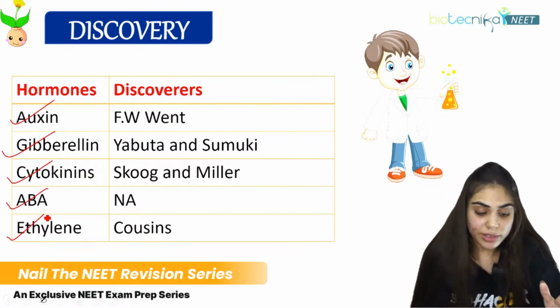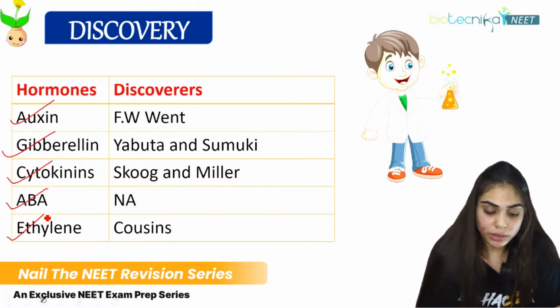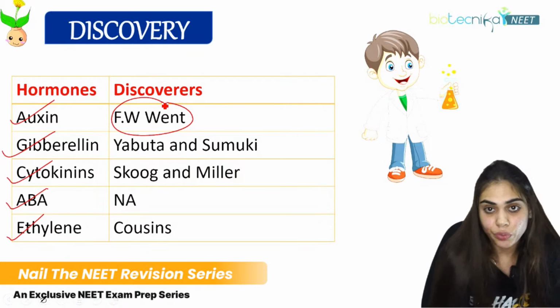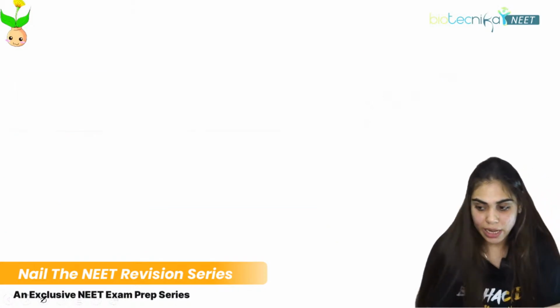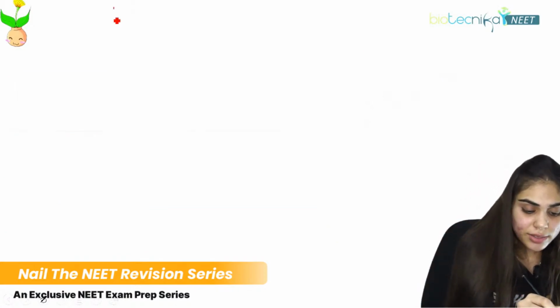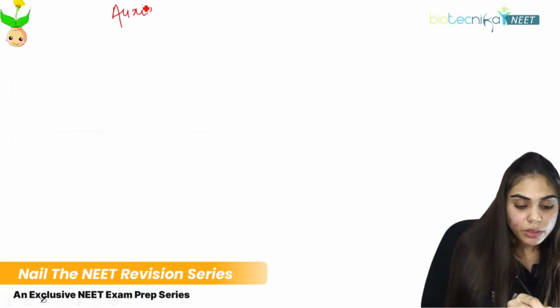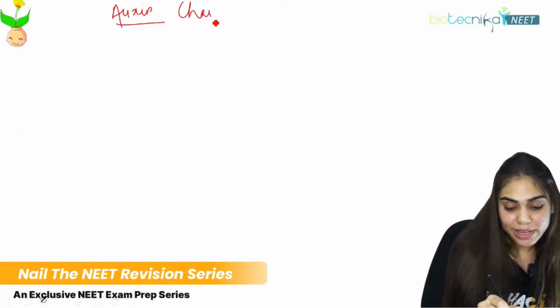The discoverer of Auxin, the credit goes to F.W. Went. He is the only person who talked about Auxin. But how did this discovery happen? Firstly, Auxin was studied by Charles and Francis Darwin.